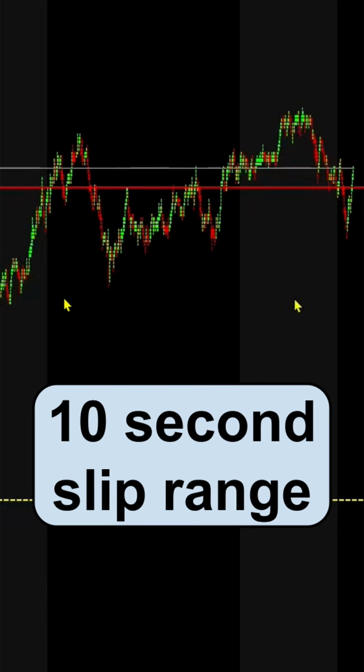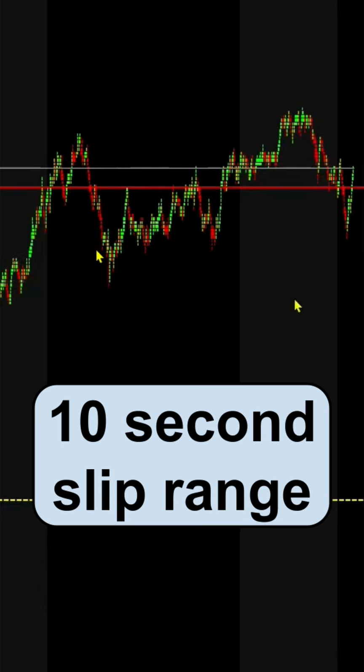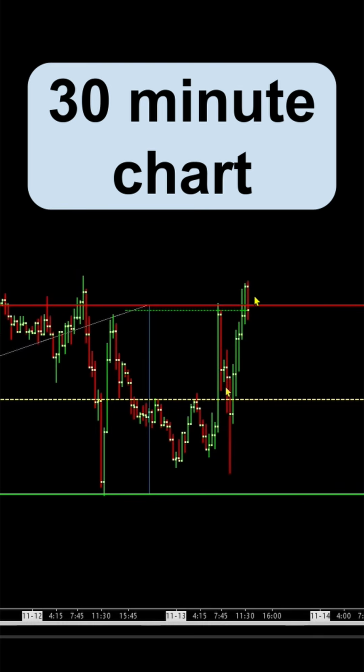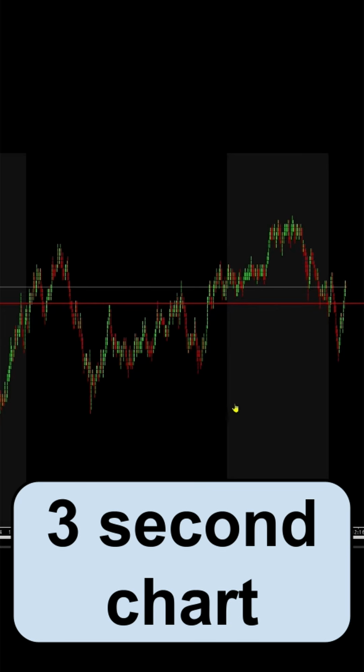What we know is we have some fractal price action going on on 2 time frames. There's a slip range forming on this 10-second chart. These 3 bars on the 30-minute chart you're looking at are the same price action that we just looked at on the 10-second chart. We zoom in further on a 3-second chart to really hone in on our entry.